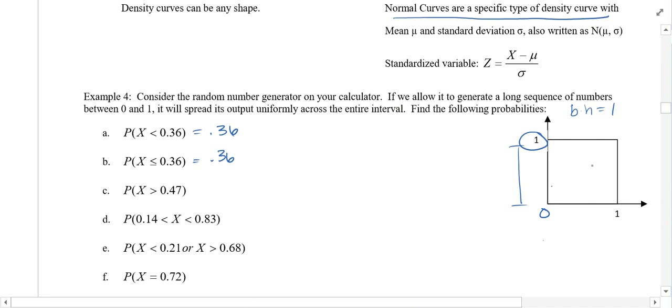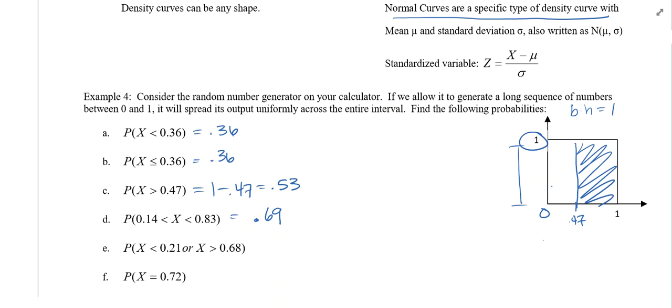For greater than 0.47, we're going to change this up to 0.47. You can just figure out the values that are greater than 0.47, or you could do 1 minus 0.47, whatever you like. But you're going to get 0.53. Okay, the difference between 0.14 and 0.83, do we know what that is? Yep, 0.69. These are all the same because we're multiplying by a height of 1.